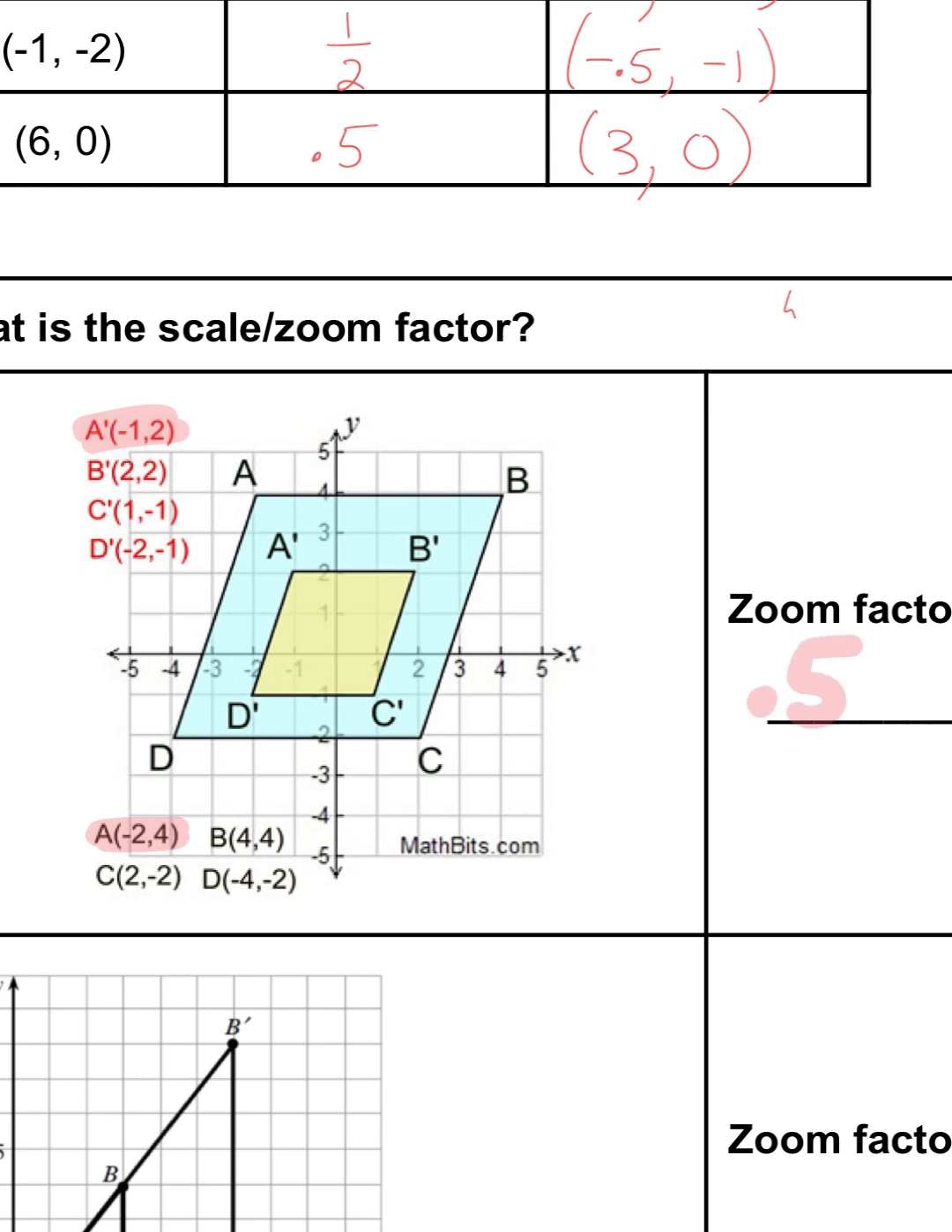All right, oops, that's highlighter mode, of course. Let's just look at one more point. What if we look at B, 4, 4, and then let's look at the new B, 2, 2. It definitely is half. Half of 4 is 2, half of 4 is 2. Our scale factor is half. This yellow figure is half the size of our original blue figure.